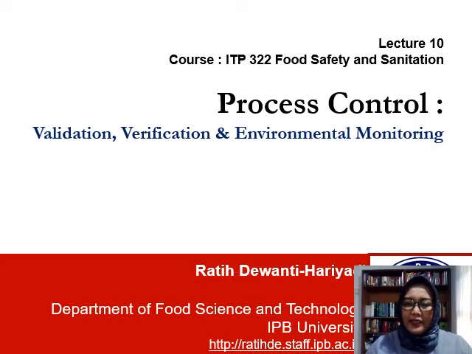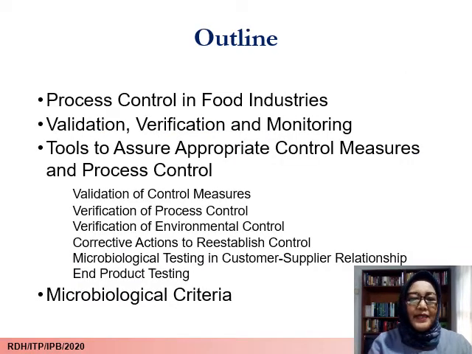Today we will discuss our lecture ITP 322, Food Safety and Sanitation. This week, we are going to discuss our 10th topic on process control that includes validation, verification, and environmental monitoring. We will be discussing process control in the food industry, the difference between validation, verification, and monitoring, tools to assure appropriate control measures and food process control, as well as microbiological criteria.